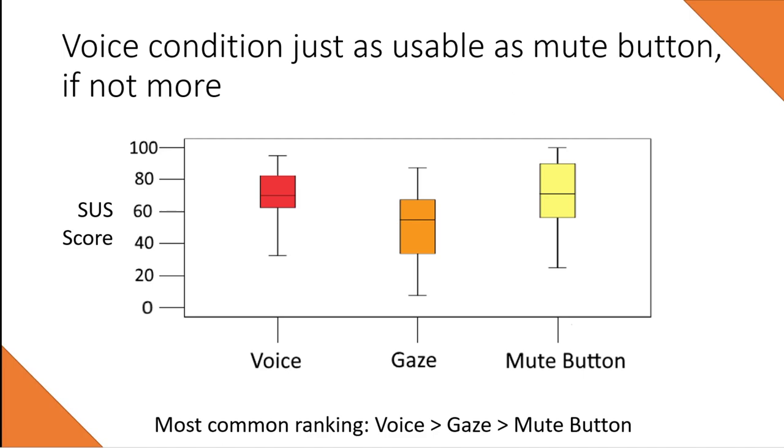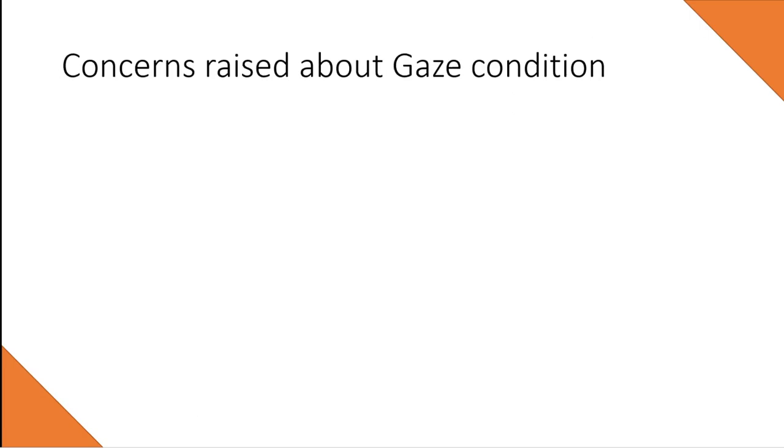Participants were asked to rank the different privacy controls based on usability. The most common ranking was voice, followed by gaze, followed by mute button. And in the interviews, participants often commented on how easy and natural the voice control was to use. These results combined suggest that the voice was perceived to be as, if not more, usable than the mute button. And although participants also liked the gaze condition, they did express concerns, and overall found it to be less usable than the voice control. Particularly, with the gaze condition, participants highlighted three main concerns.